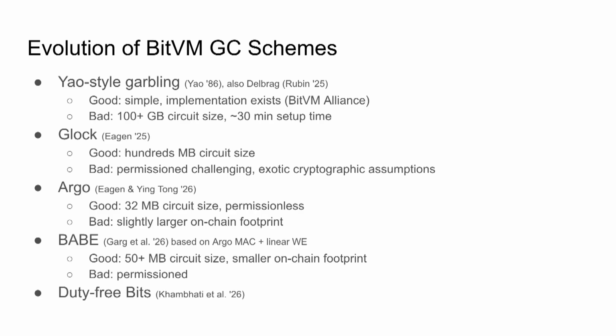And then there was another very interesting work that was a follow-up to Argo and Babe, and they further reduced the circuit size of basically both Argo and Babe to less than a megabyte. So now it's extremely efficient. So we started at 100 gigabytes or something, and within 1 or 2 years, people brought it down to 1 megabyte. And now off-chain computation is pretty efficient in Bitcoin.